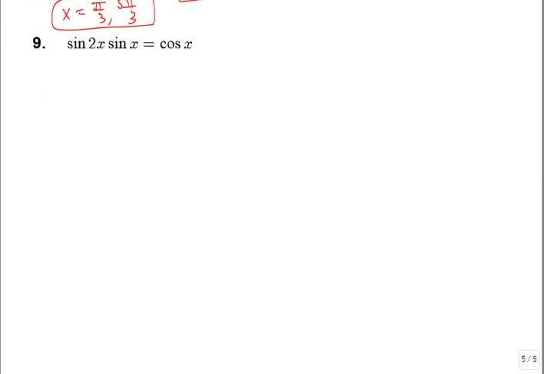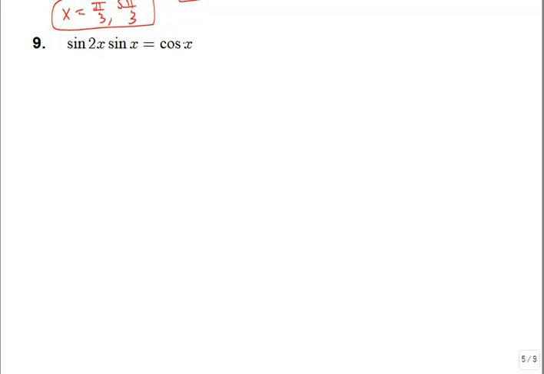Alright, let's try another example. Sine 2x sine x equals cosine x. So here we have not only sines and cosines mixed together, but we also have a double angle right here compared to single angles over here.